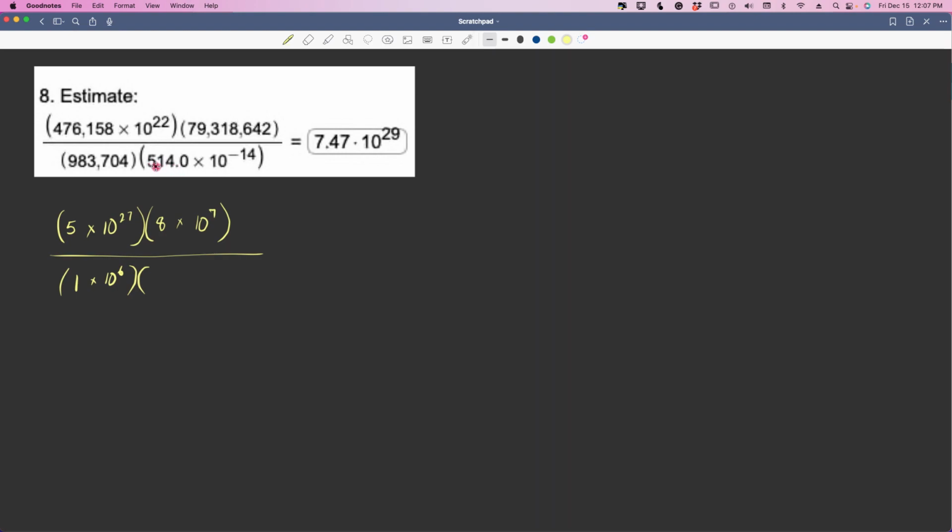5.1 rounds to 5. So we say 5 times 10, and this is 1, 2 forward. So we're going to add 2 to that. So that's going to be a negative 12. All right, now 5 times 8 is 40 times 10. 27 plus 7 is 34.